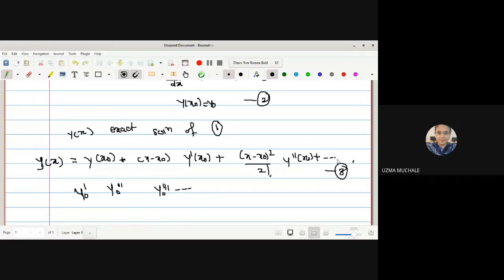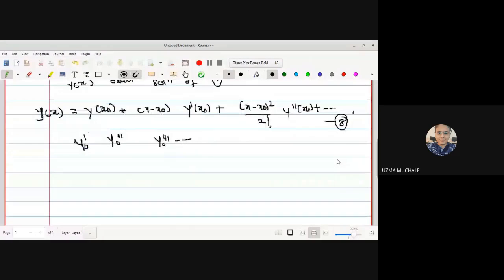Okay, so for that what we need is, we are provided with y dash is equal to... what is the value of y dash we have? It is f of xy, right? Now let us find out what is y double dash from this itself.